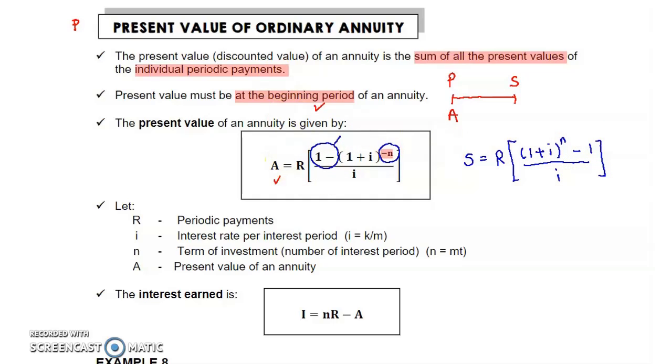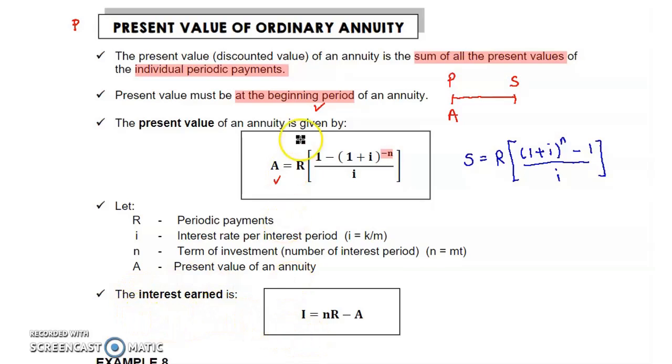As usual, R is the periodic payment, how much you pay every month or every quarter or yearly. i is the interest rate for each interest period. And n is the term of investment, or number of interest periods. So the calculation of i and n is still the same: i equals k over m, and n equals m times t.